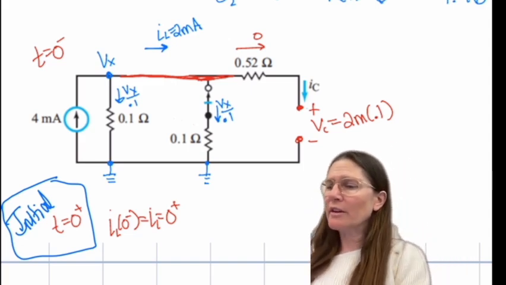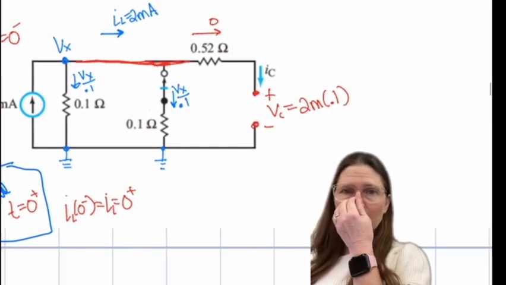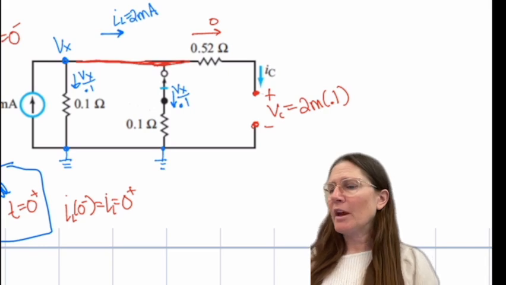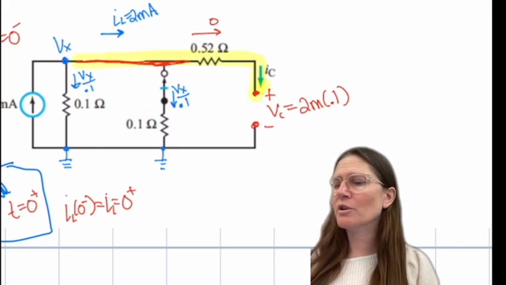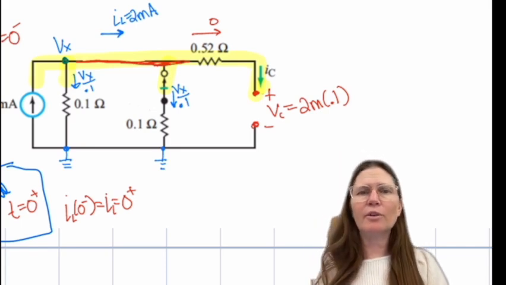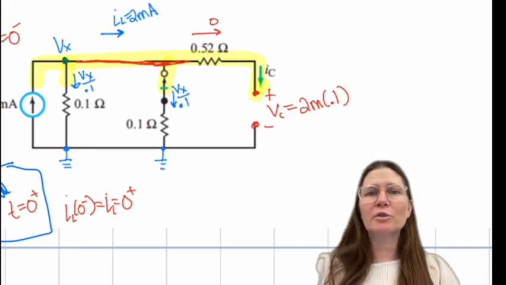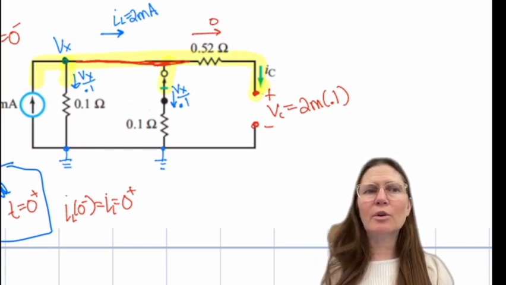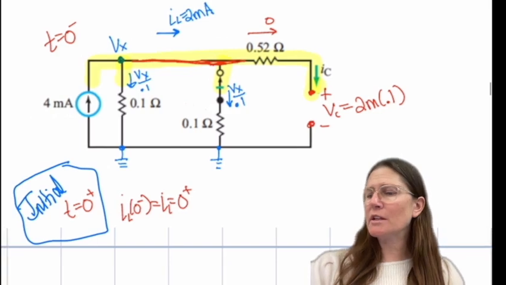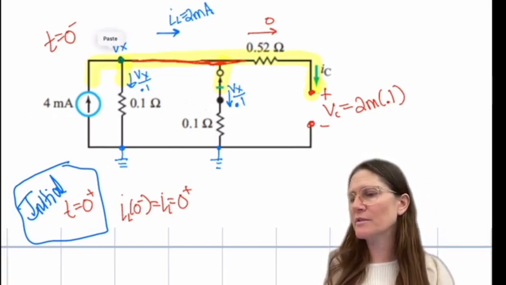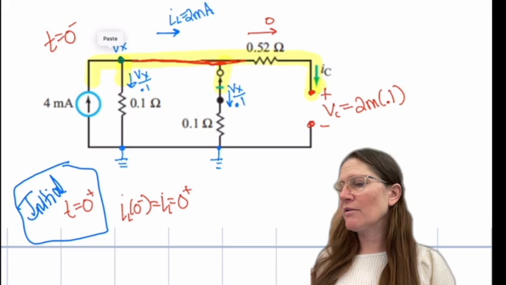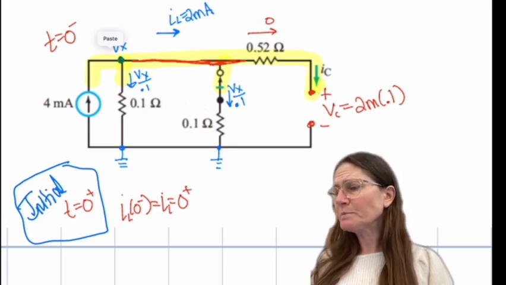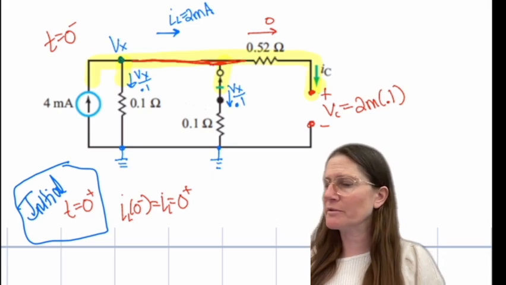So doing this, no current flows through that 0.52. And so we saw here that if there's no drop across there, this is all the same node. And so VC will be the node voltage of VX. And so finding the current in the branch times the resistance is going to give us that value of VC, which is also equal to VX.